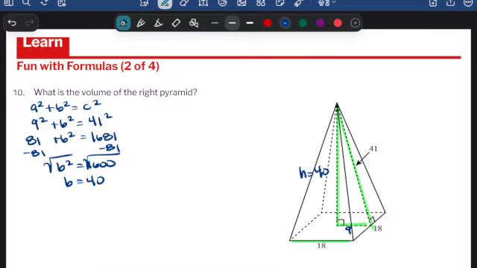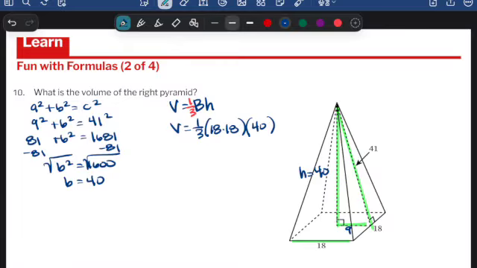Okay, and now let's figure out what formula we're going to use for volume of this right pyramid. Volume is the area of the base times height. And since it's a pyramid, don't forget we have to multiply by 1/3. Okay, so volume equals 1/3. What is the area of our base? It is a square. Area of a square is just the side length squared. So we're going to take 18 and square it. Or, there we go, length times width. And the height of our pyramid is 40.